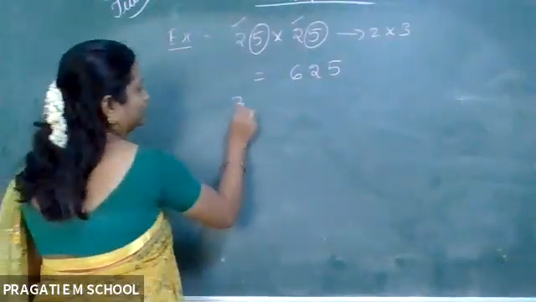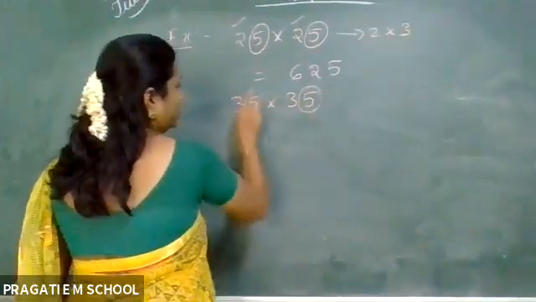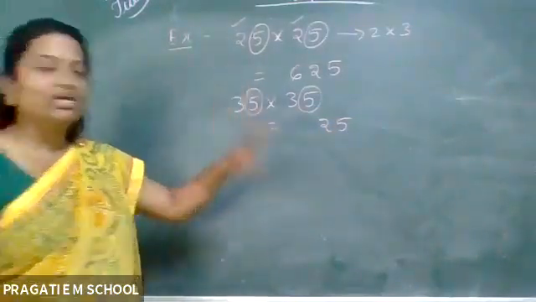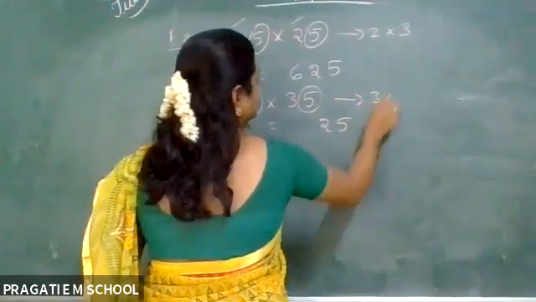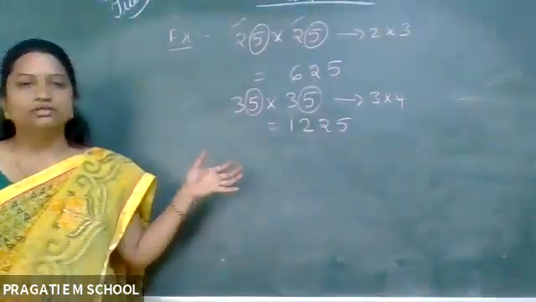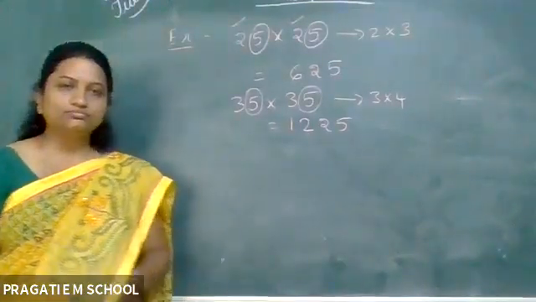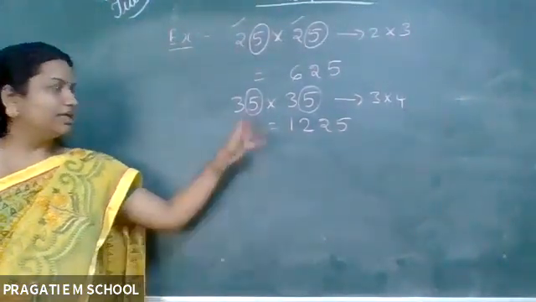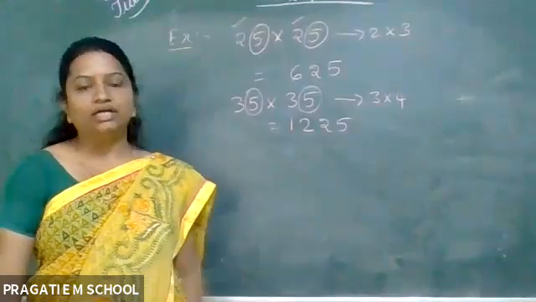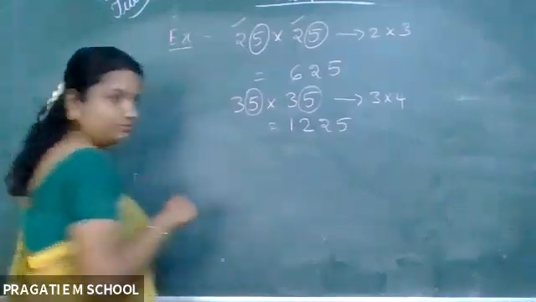Now let us do another problem, but it should be of the same pattern. So 5 by 5, what do you get? 25. What is the after number of 3? After number of 3, we have 4. So 3 fours are 12. That's all. So write it as 1225. That's it. Did you all enjoy the trick, children? So 35 multiplied by 35, we have 1225. Shall we do another number?